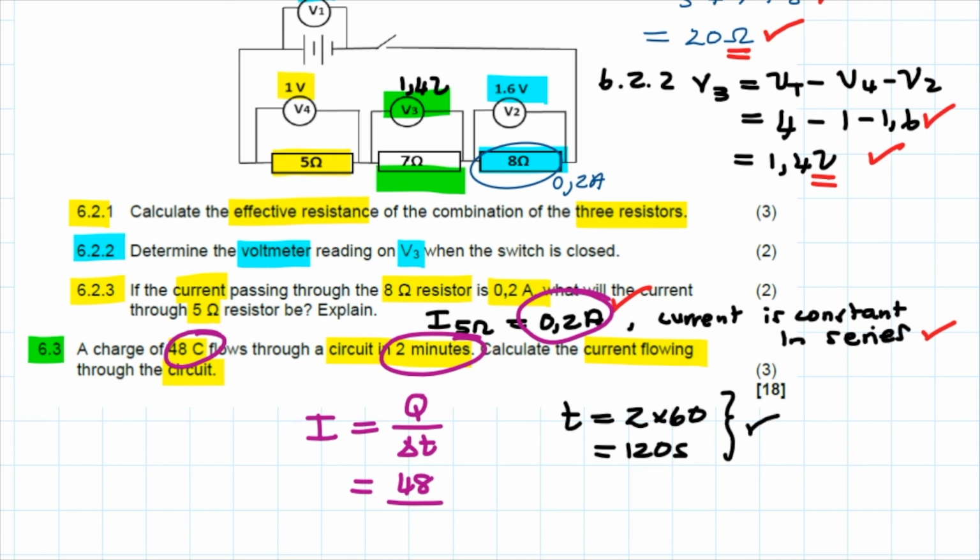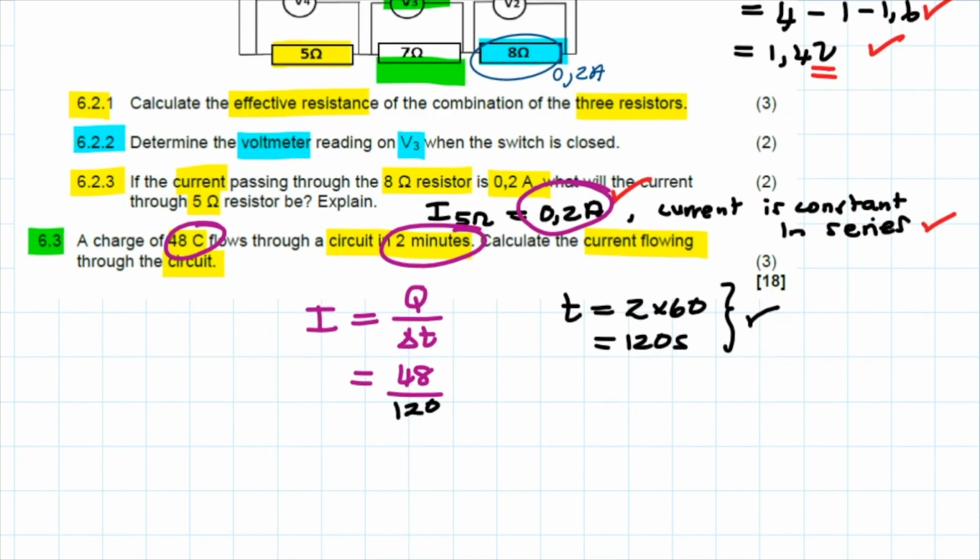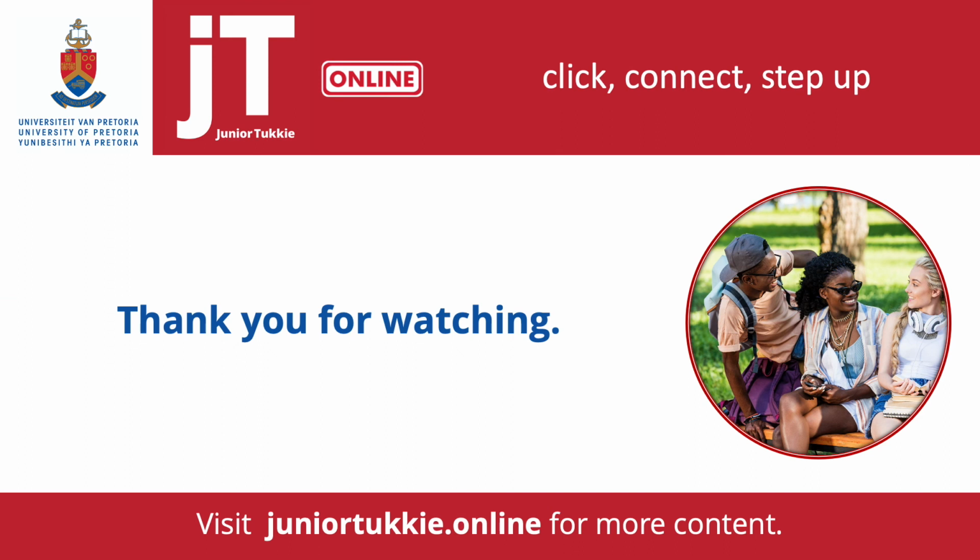Then into our formula, we plug in 120. If you plug in 2, then you've lost your 2 marks for substitution and the final answer. When we plug this into our calculators, we obtain a final answer of 0,4 amperes. You're going to get 1 mark for your formula, 1 for your substitution, and of course, 1 mark for your final answer. This brings us to the end of this video.